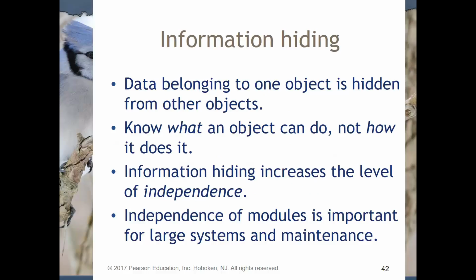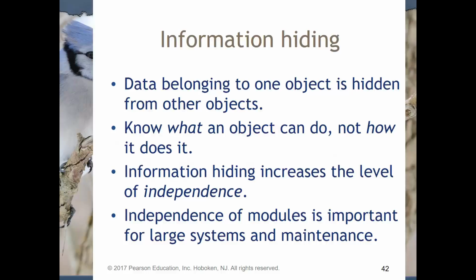Information hiding. This is a concept that's common in Java and J2EE, but it's an object-oriented principle. Data belonging to one object is hidden from all other objects. In other words, if you want my information, you have to come to me to get it, and I will get it for you and give it back to you in a format that you're ready to use. Just I may store it internally.